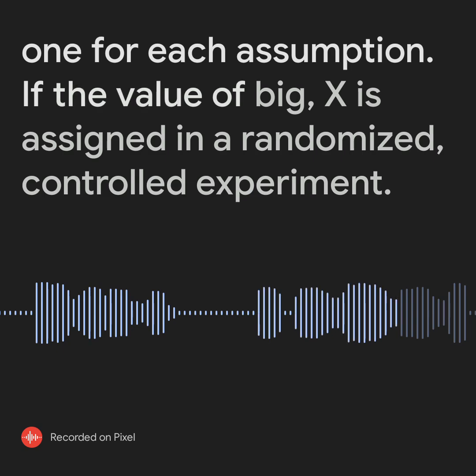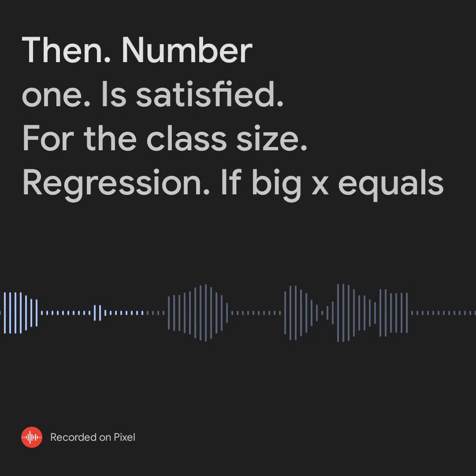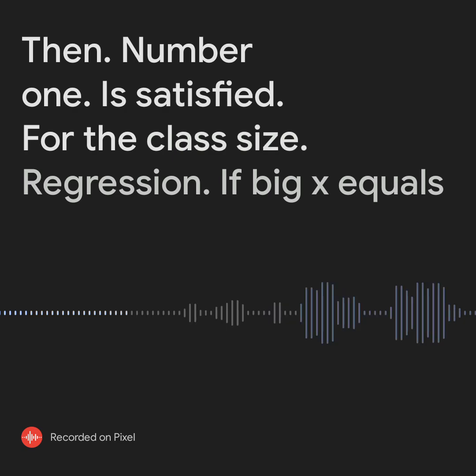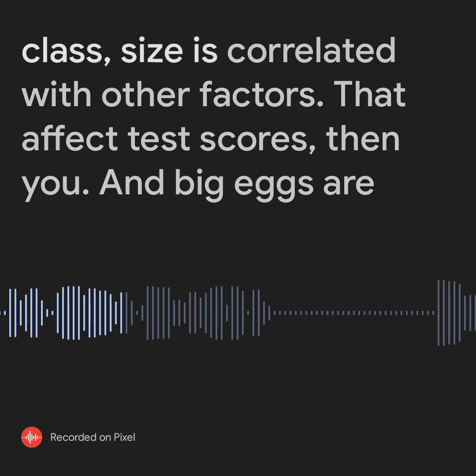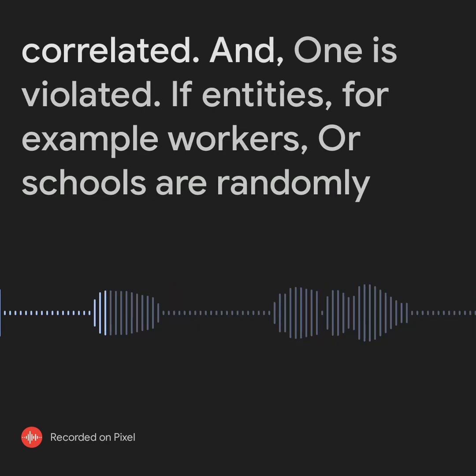If the value of X is assigned in a randomized controlled experiment, then number 1 is satisfied for the class size regression. If X equals class size is correlated with other factors that affect test scores, then u and X are correlated and number 1 is violated.